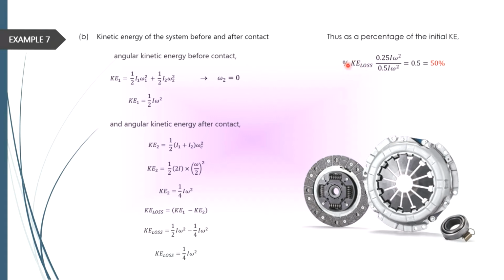Okay, so you have this percentage kinetic energy loss. You have the initial, and then the percentage of initial kinetic energy. This is the initial, this is the final, so it's 50%. This is 0.25, and this is 0.5, okay? So you got 50%. Kinetic energy loss is 50% from this.